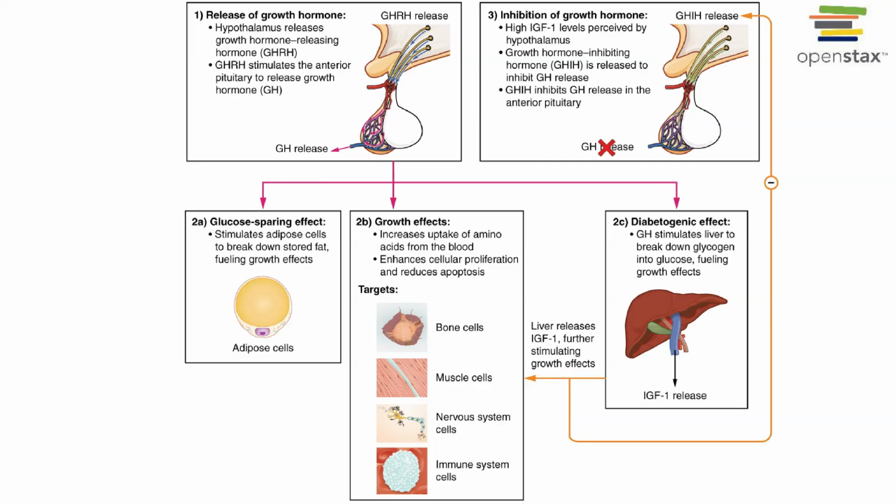The liver also responds to growth hormone by producing insulin-like growth factor 1, or IGF-1. IGF-1 has similar effects to growth hormone, including stimulating cell division and tissue growth. In the hypothalamus, IGF-1 stimulates the release of growth hormone-inhibiting hormone. This creates a negative feedback loop that limits further growth hormone release.